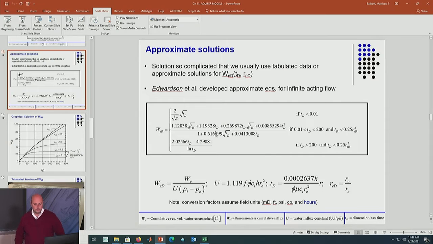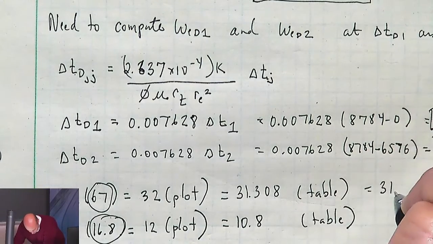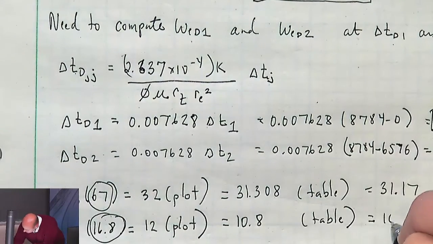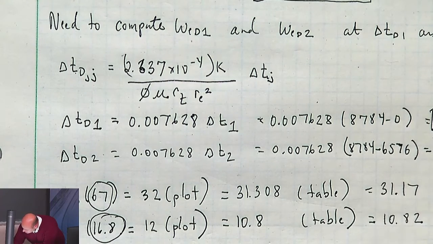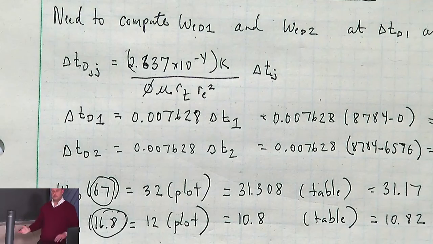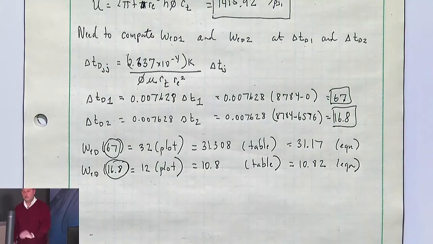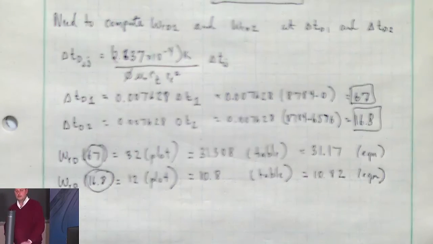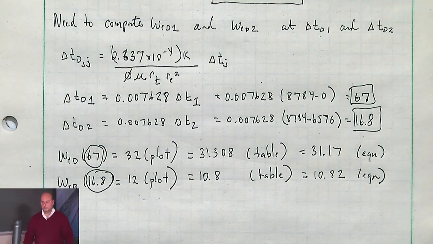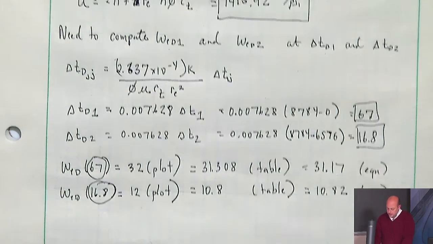It's a little cumbersome, but if you plug it all in, then I get 31.17 and 10.82 from the equation. Okay, which one do I use? Use any of them. They're all close. It's good to do maybe more than one to make sure you didn't make a mistake. But you know, we're making approximations here. So that's what we get for our WED.